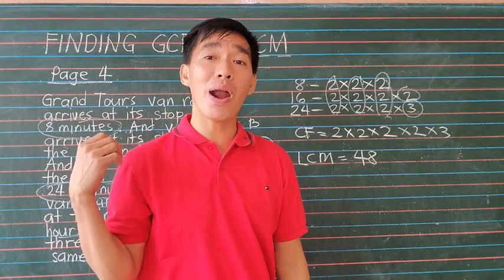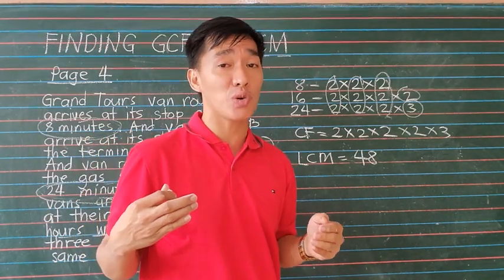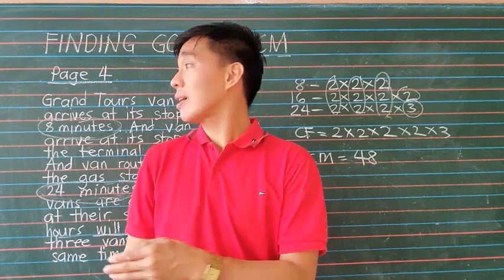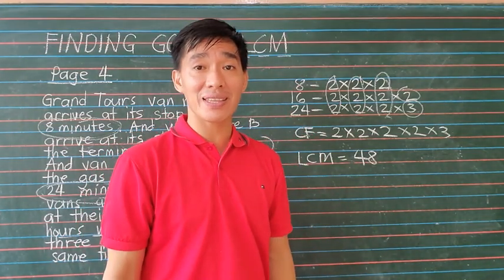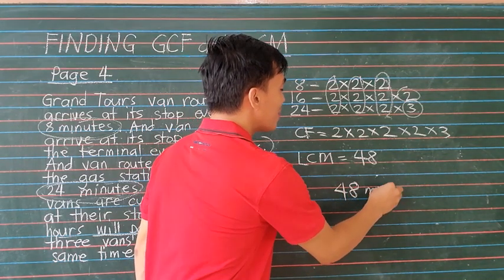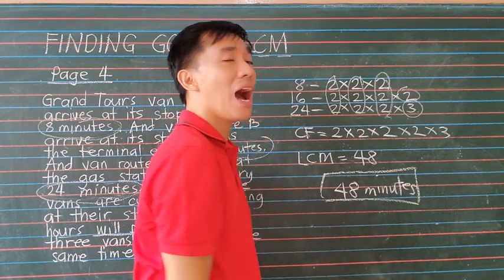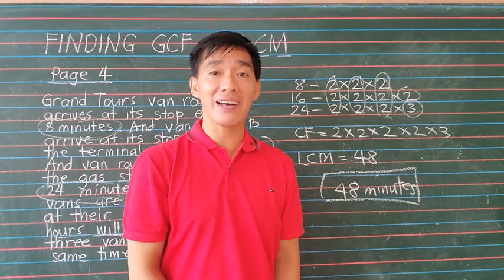So in our problem a while ago, you are looking for the smallest, the least, the shortest time that all these vans will meet. So the correct answer for that is after 48 minutes. So that's how we solve our problem about GCF and LCM.